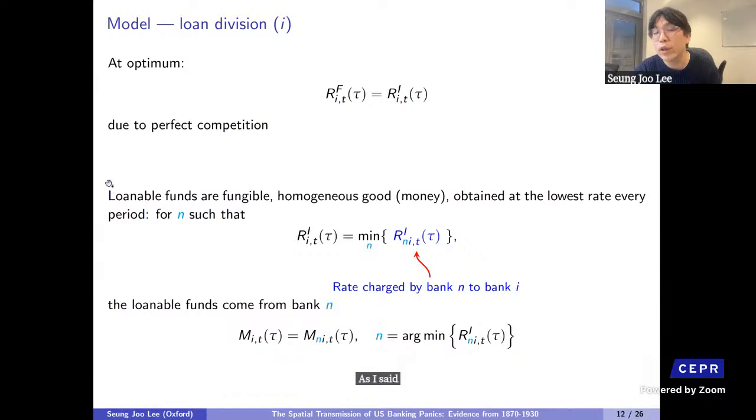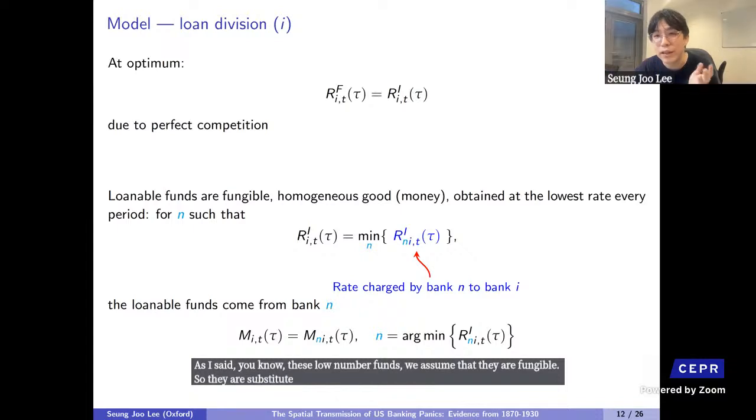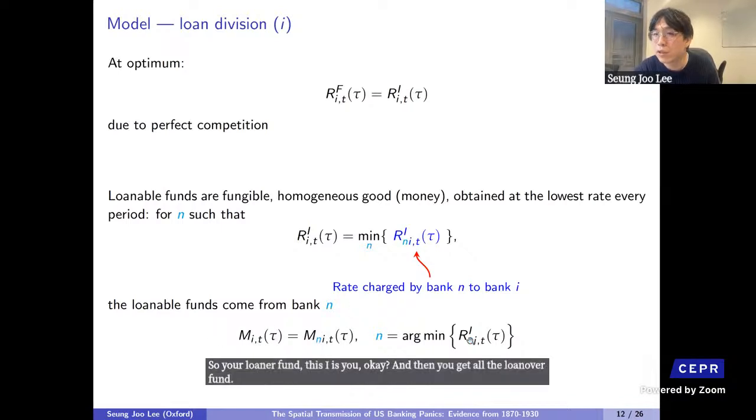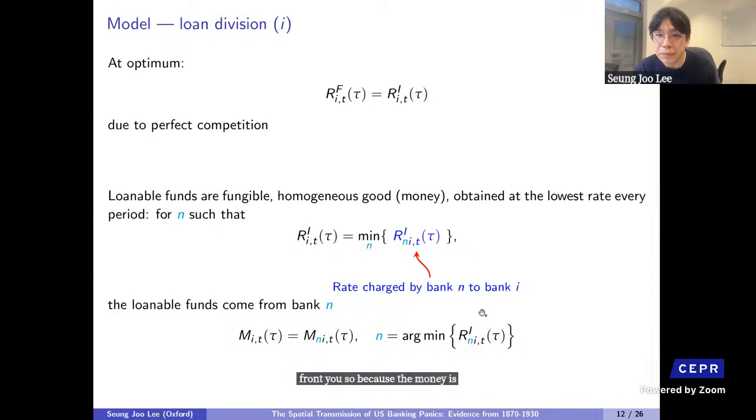As I said, we assume that these loanable funds are fungible, so they are substitutable with each other. Basically, they are money, so you can access all the different banks. Each bank N offers R_NI(t, tau). Tau is the moment in a given quarter, t is the quarter, N is the offering bank's state, and I is the current state. So this rate is the rate charged by bank N to bank I. You observe all the rates offered by different banks and choose the minimum of all the rates offered to you. All the loanable funds come from the bank N that offers the lowest rate for you, I being you, because the money is fungible. That is what loan divisions do in each state.